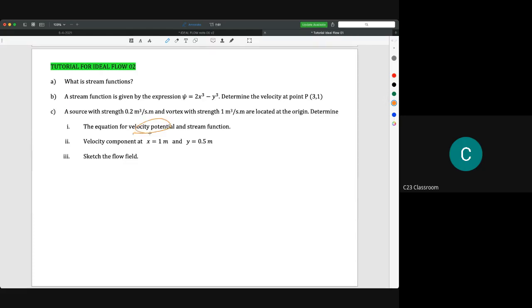So we have the velocity potential as phi and the stream function as psi. Then we need to calculate the velocity components if the location is x equal to 1 meter and y is equal to 0.5 meter. This is actually showing you the coordinate. And then you need to sketch the flow field. The flow field here is actually one of our outcomes from this topic, meaning that you should be capable of drawing lines to show the flow field. Later on I will tell you how to draw a flow field and how to get full marks for the flow field.